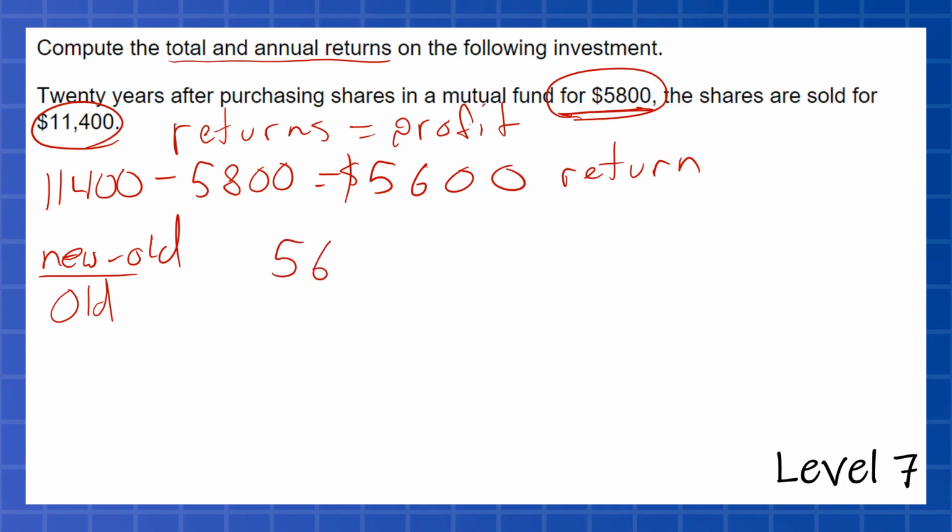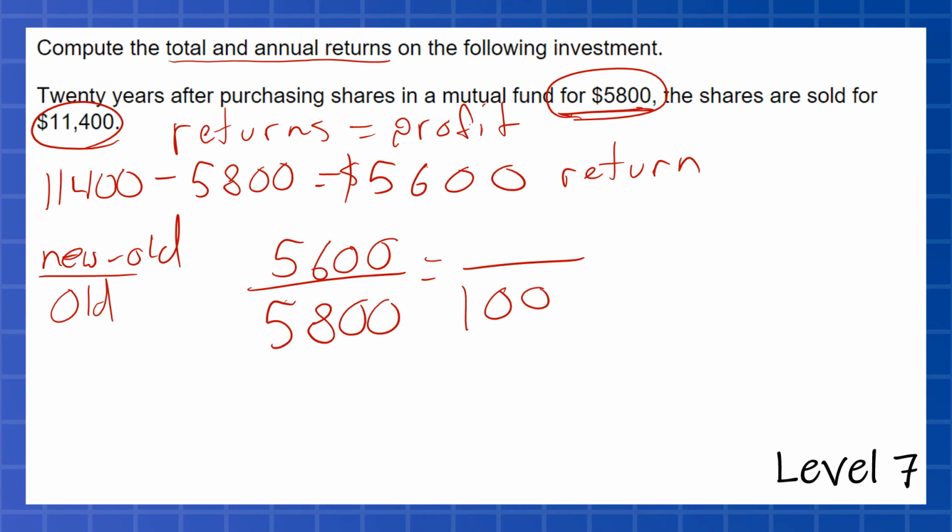I made $5,600, and I started with $5,800. So if I just go ahead and set that up, I want to know, with what I started with, 100%, what percent return did I get? And so I got something good. I got something like 96%. I'm rounding a little bit, 96% as my X. If I go ahead and solve that.